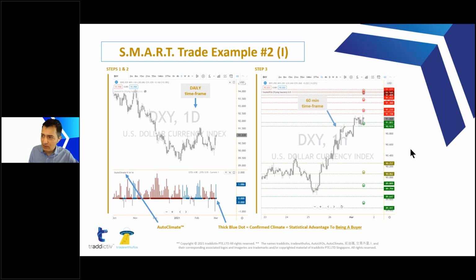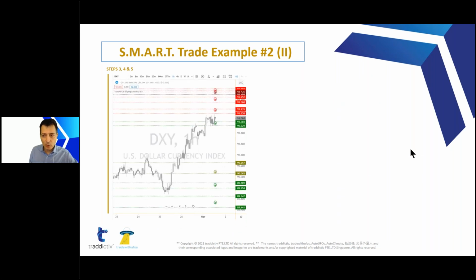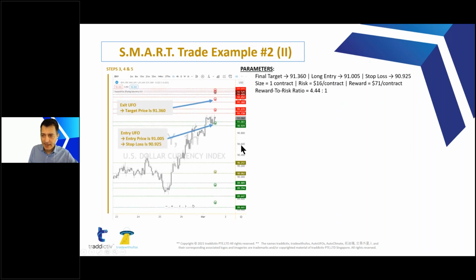So how would you plan the trade? Same as before, so steps 3 and 4. I would look at my 60-minute time frame in this case, and again use that UFO at 92.003. Notice I round it up to 92.005 because the mini dollar index trades in multiples of 0.5, so it cannot be 0.3. That is the index, but the futures is 0.5, so I rounded it. And then the stop, same for the stop, I put it right below 92.9. I put it at 92.5. So that would be your entry.